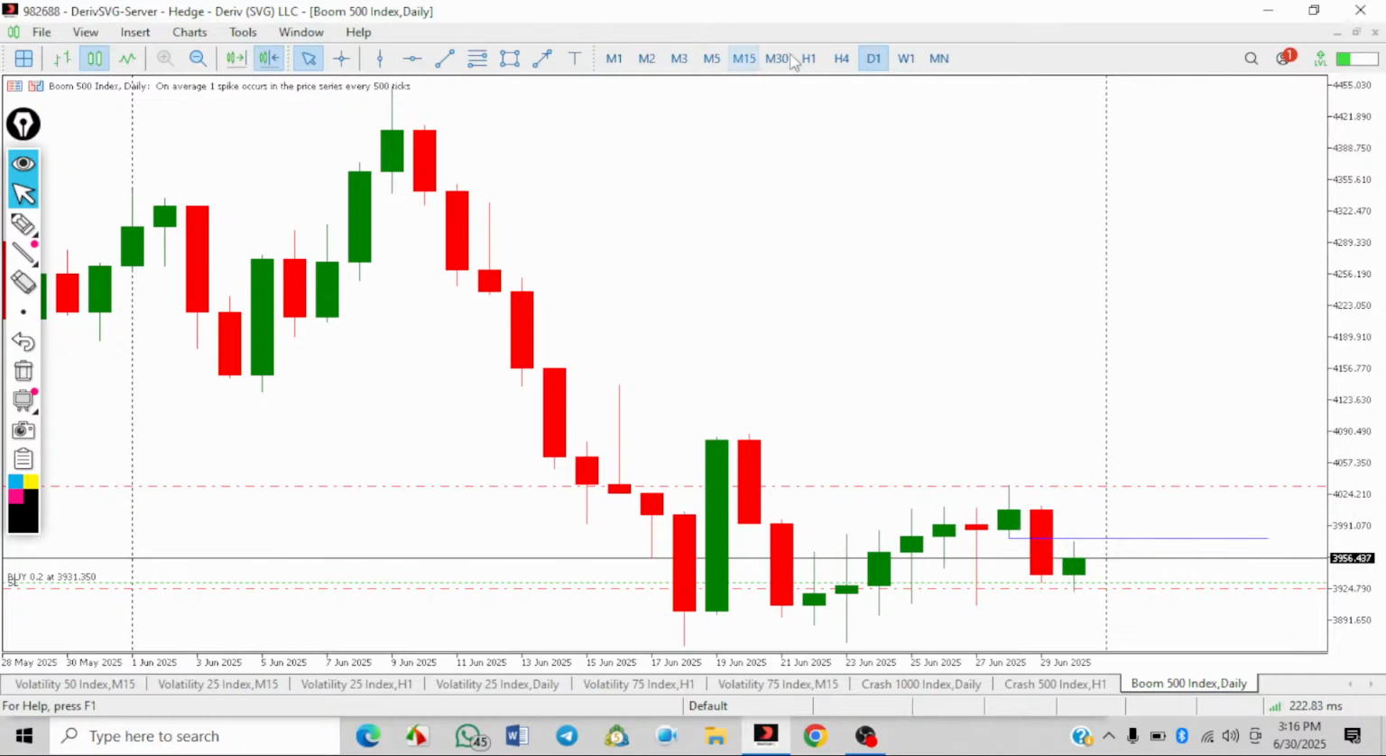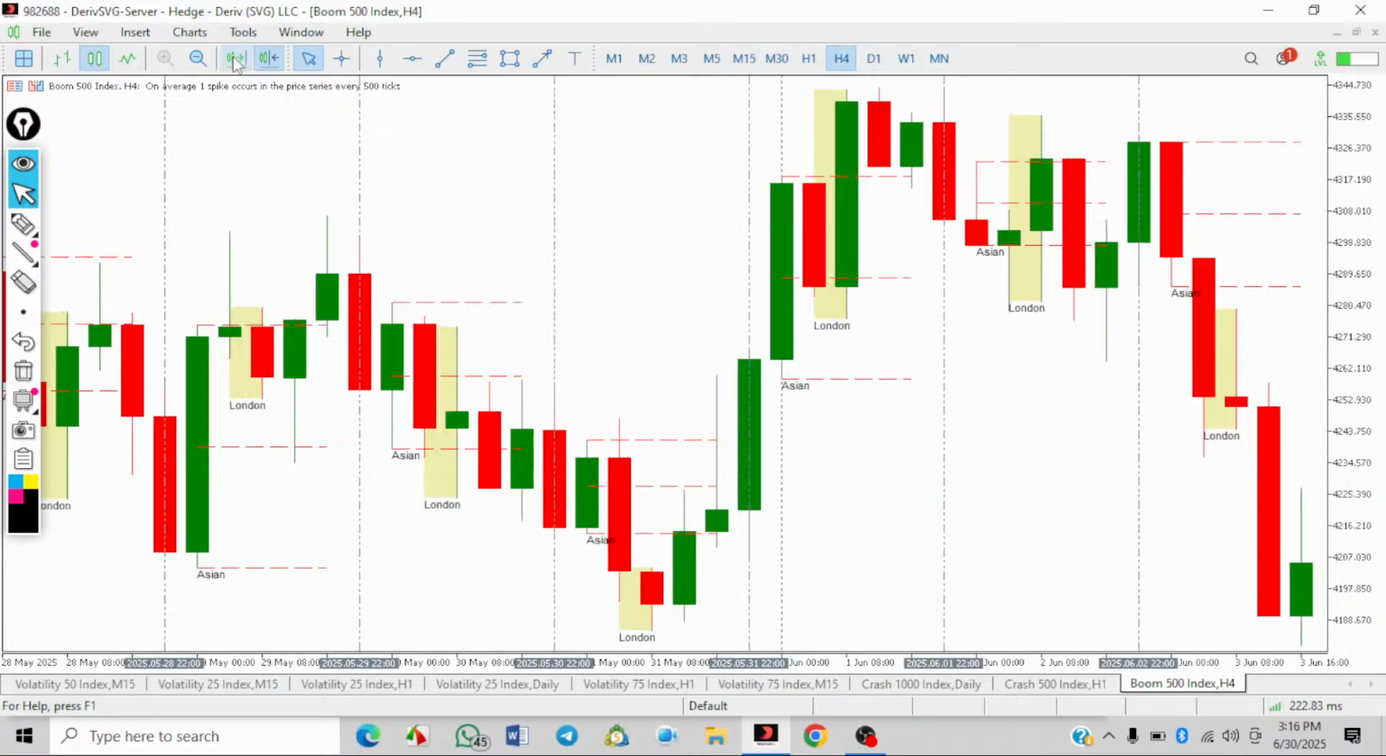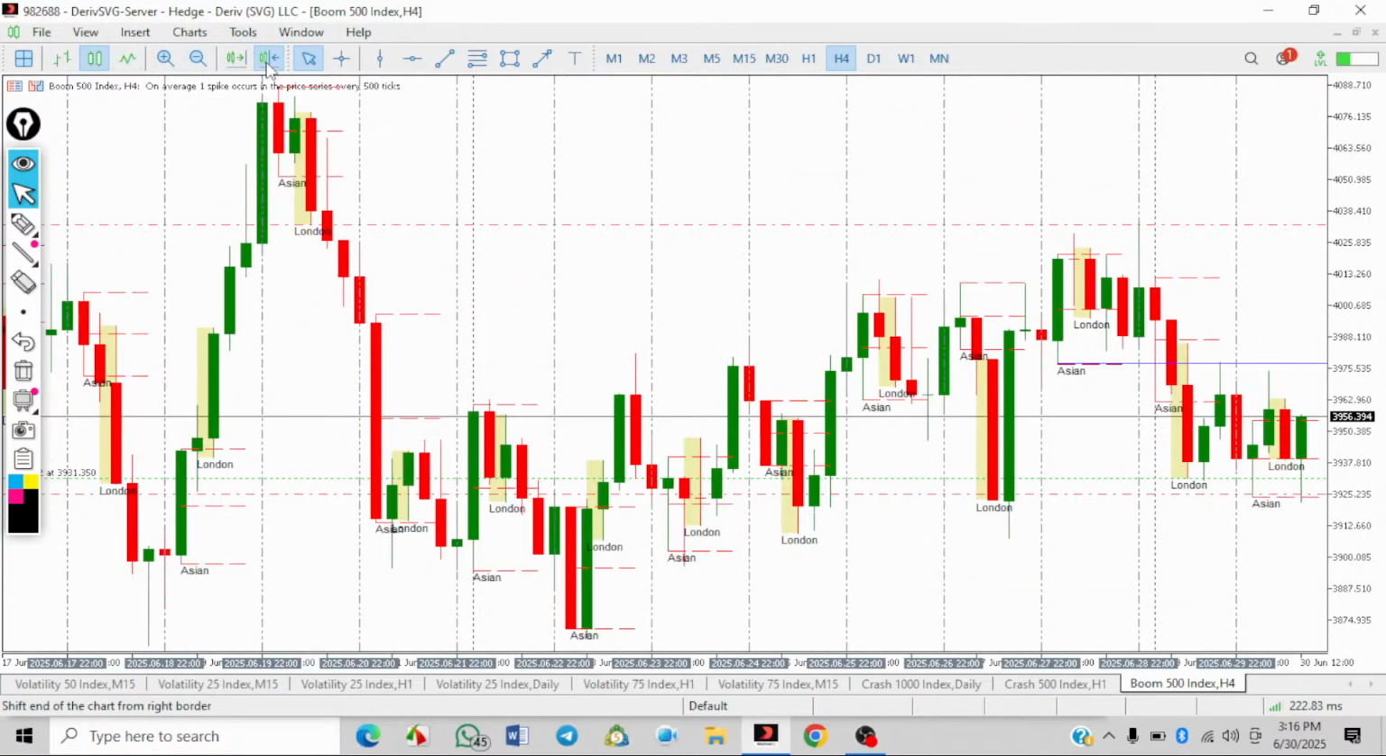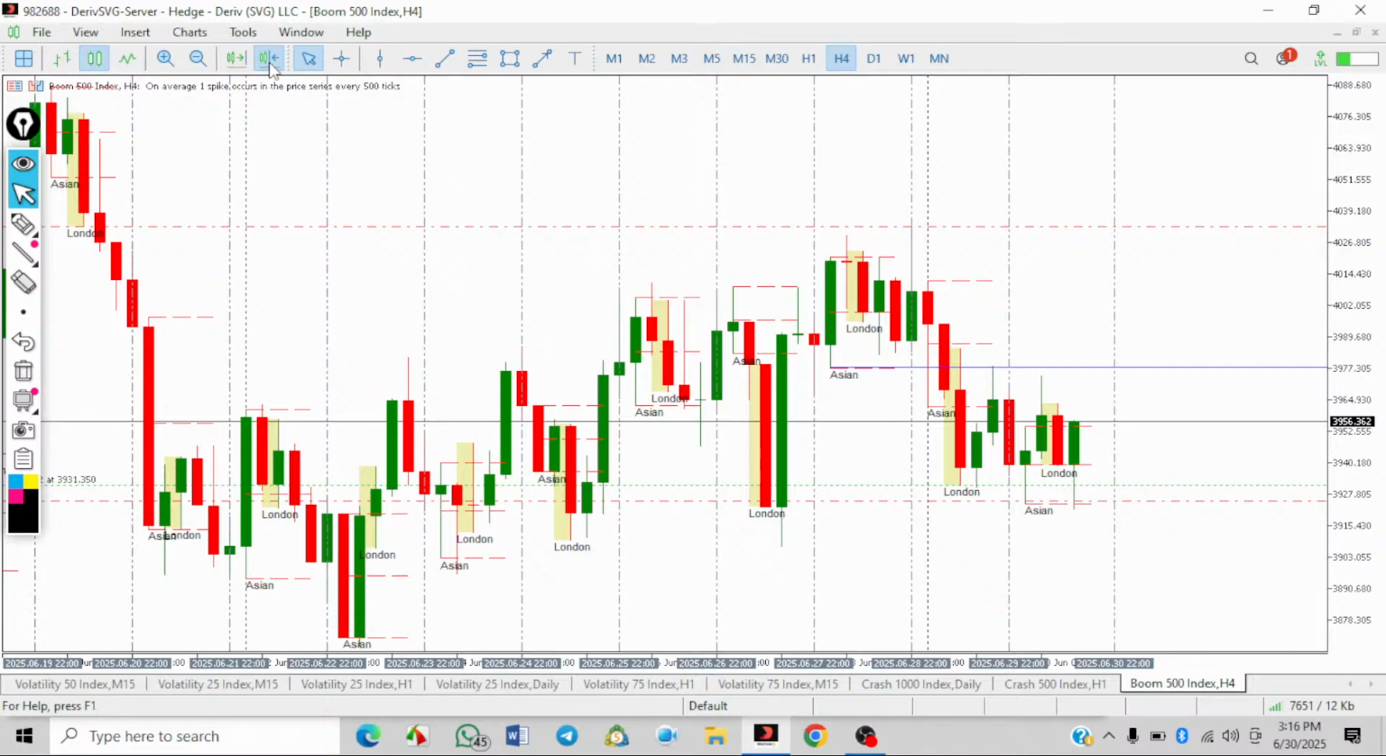So in H4 now, there's no way you want to trade a CRT candle without putting into consideration your four hours time frame. It is very, very important. Your four hours time frame is very, very important. You must put it into consideration.